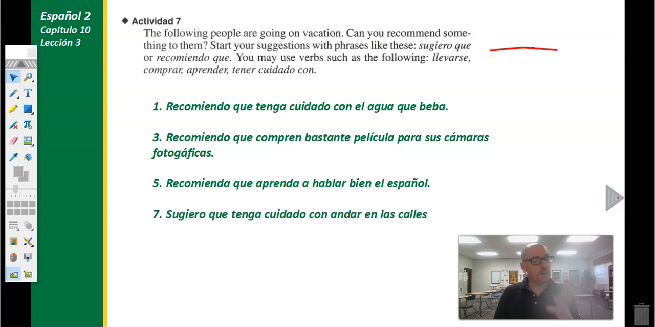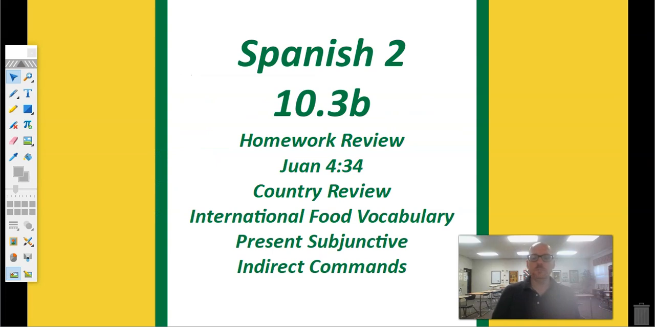Okay? Remember, if you have any questions, mark your corrections, mark your questions in red, and we can take a look at those later. So, what did we do in today's lesson? We did our homework review. We reviewed John 4:34. We did our country review with our 2 cities in Spain. We went over some food vocabulary from different countries. And then we went over the present subjunctive and indirect commands, and we did a lot of activities practicing that.